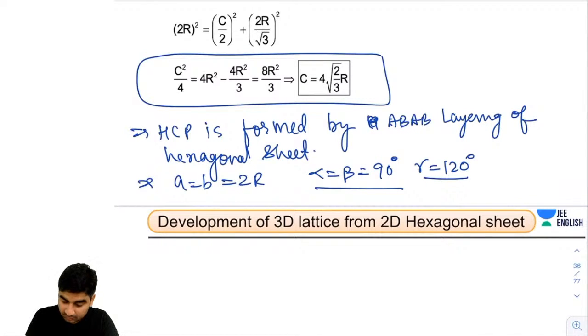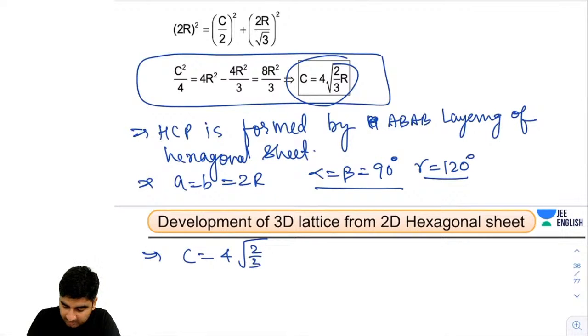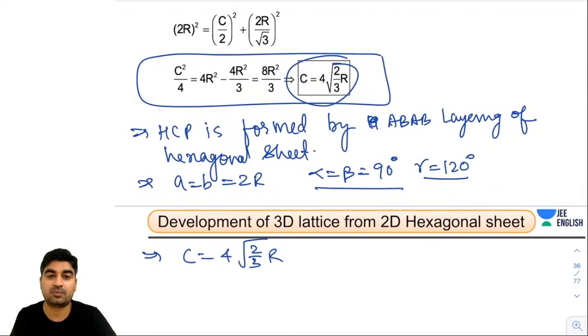Got it? So what is C? You have already calculated the C. C would be 4 into root 2 by 3R.